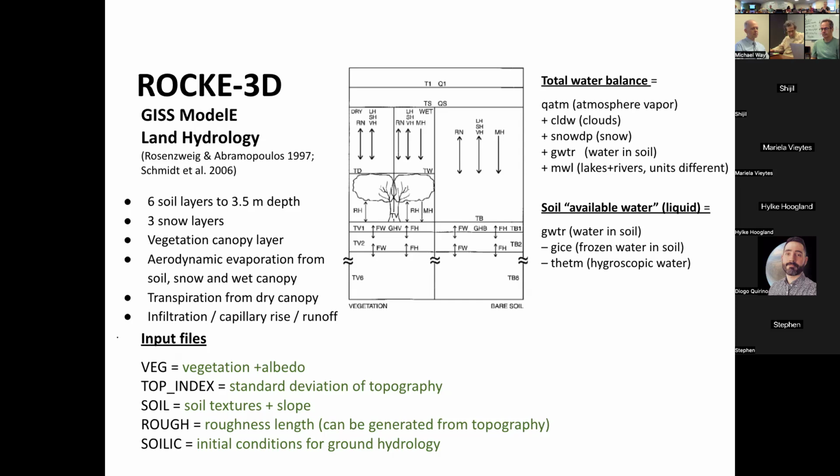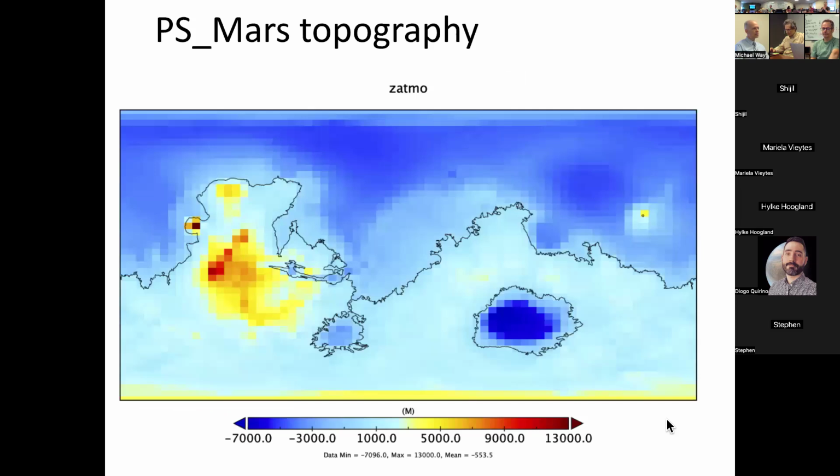We'll look at some of those files in a moment. Rough specifies roughness length, and soil IC is initial conditions for soil ground hydrology. Next slide. Now I'll just go over Mars as an example of ground hydrology.